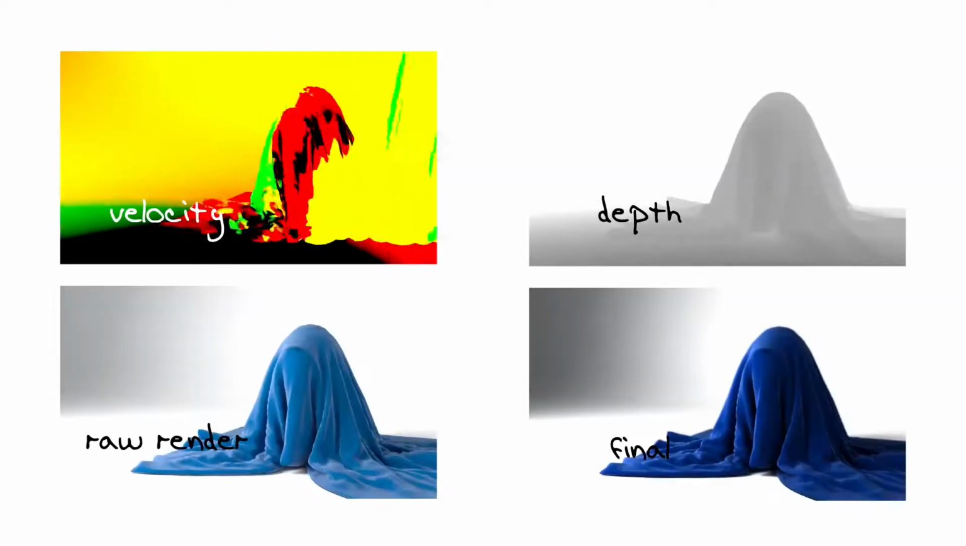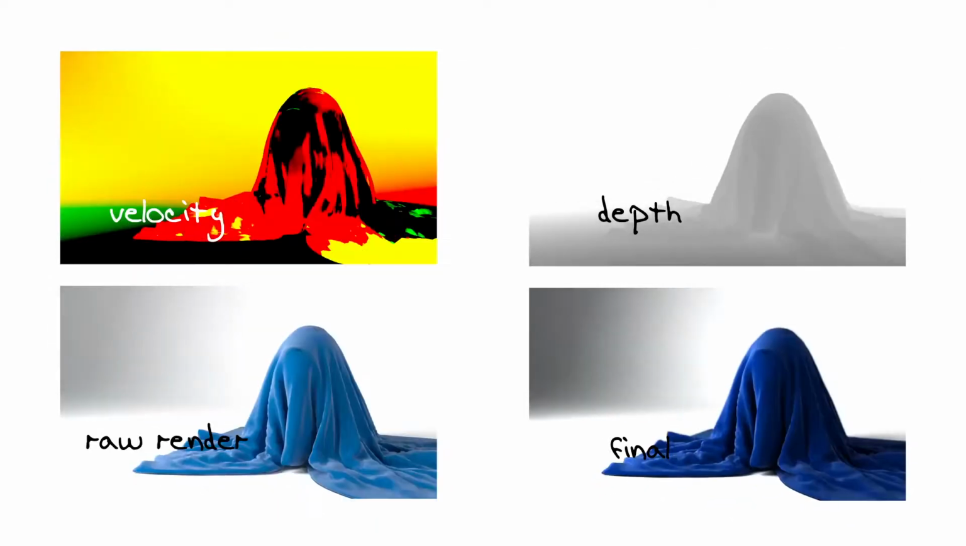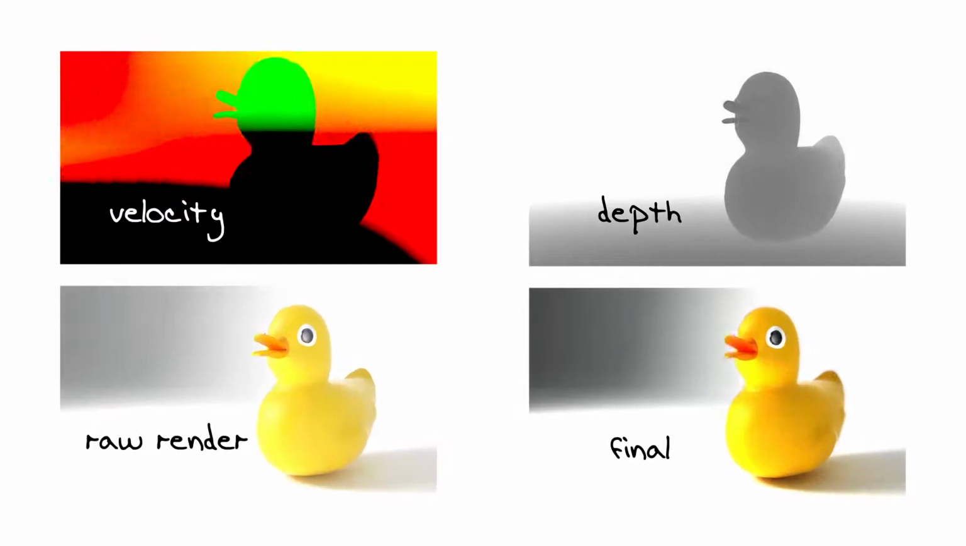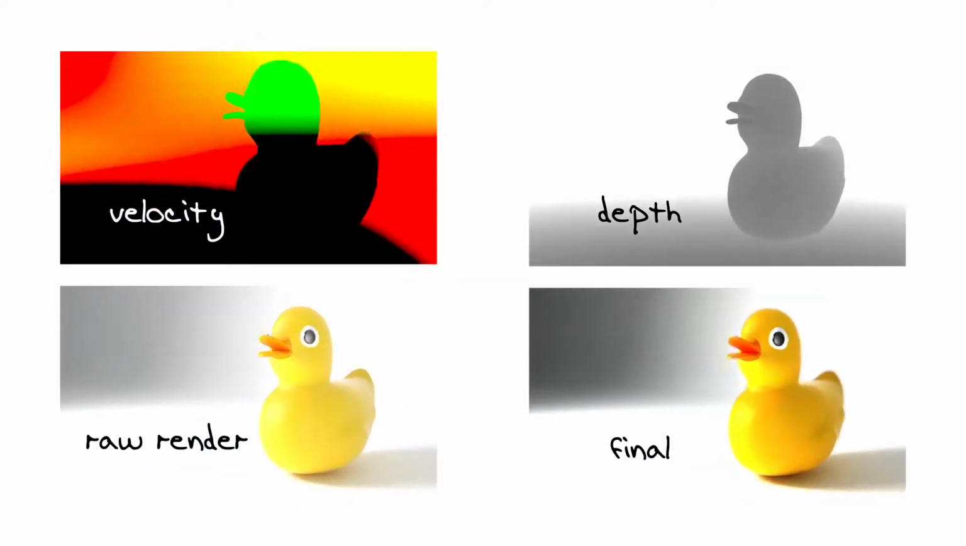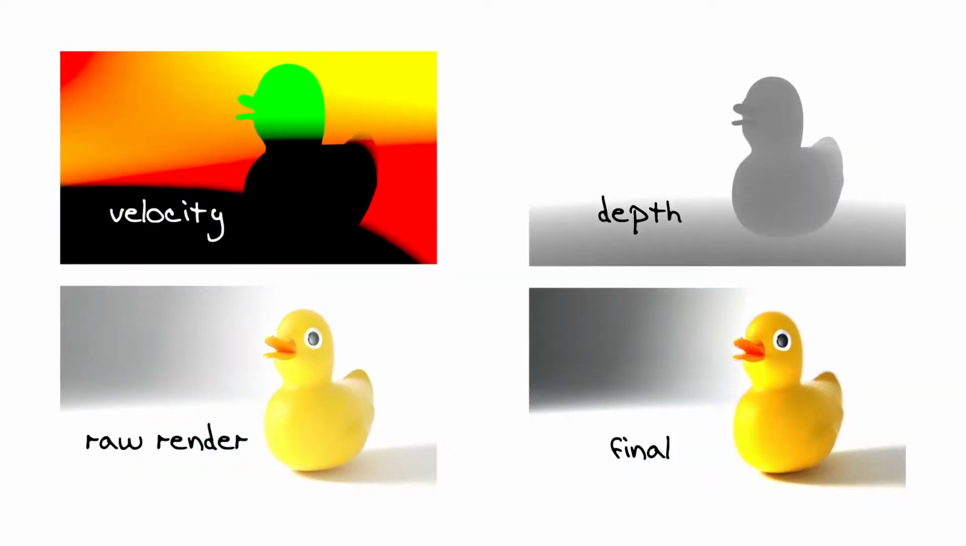Today we're going to be going over depth passes and velocity passes and how we use them to give depth of field and motion blur to our renders. Above you can see some examples of depth and velocity passes. We render them in this way so that we save render time.